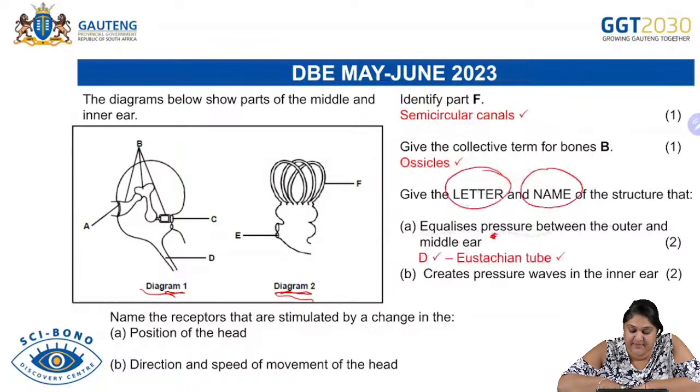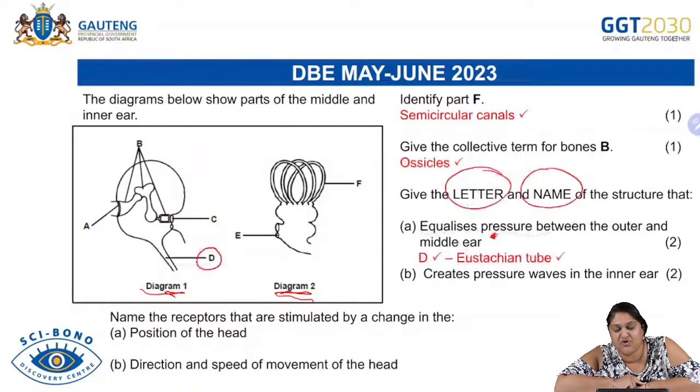It's going to have to be the D, which is the eustachian tube. So you're going to say D, eustachian tube. If you only say eustachian tube, you only get 1 mark. If you just say D, you're going to get 1 mark. Okay, so please read the question.